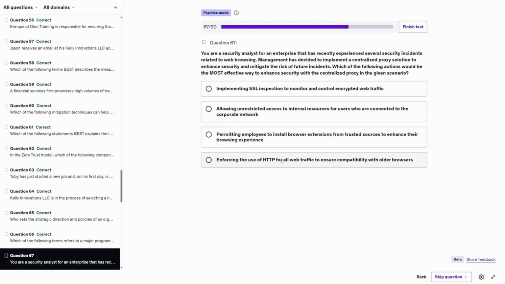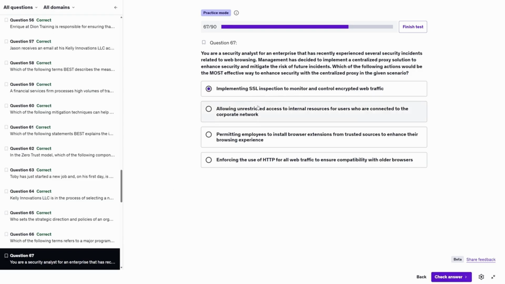You are a security analyst for an enterprise that has recently experienced several security incidents related to web browsing. Management has decided to implement a centralized proxy solution to enhance security and mitigate the risk of future incidents. Which of the following actions would be the most effective way to enhance security with the centralized proxy in the given scenario?